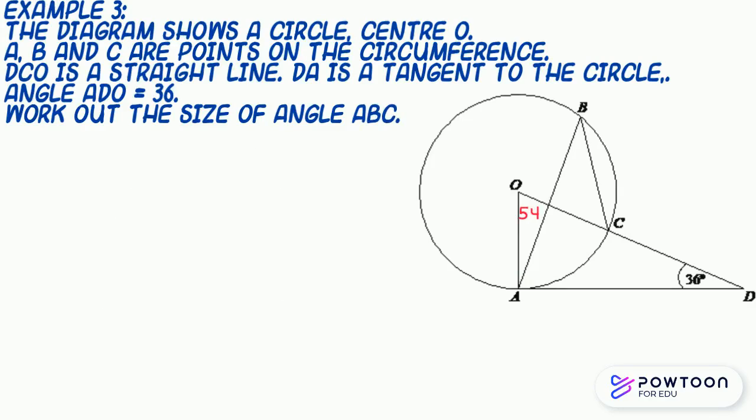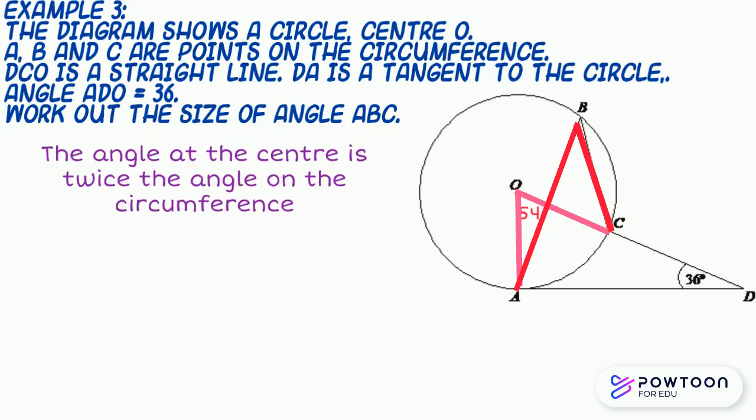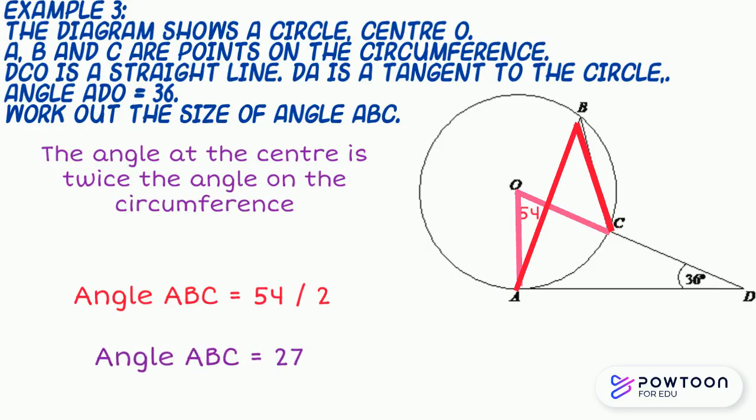We're now using the same exact diagram, we're just going to be looking for the size of angle ABC now. So this is one where angle ABC, the legs of that, end on the circumference at the same point that the center angle of AOC is. So if you remember, the angle at the center is twice the angle on the circumference. This means that angle ABC is going to just be half of 54 degrees, so angle ABC is just 27 degrees.